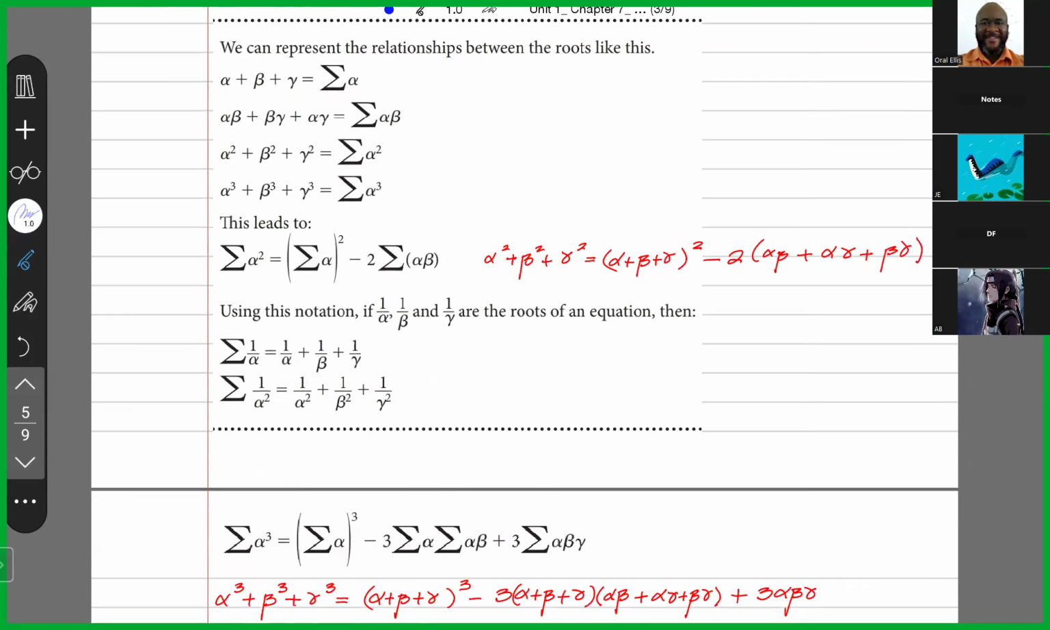So the sum of the roots, alpha plus beta plus gamma, can be written as sigma alpha. So if you see sigma alpha, it actually means alpha plus beta plus gamma. Now, the product of the roots two at a time, alpha beta plus beta gamma plus alpha gamma, can be written as sigma alpha beta. So sigma alpha beta is the sum of the roots two at a time.